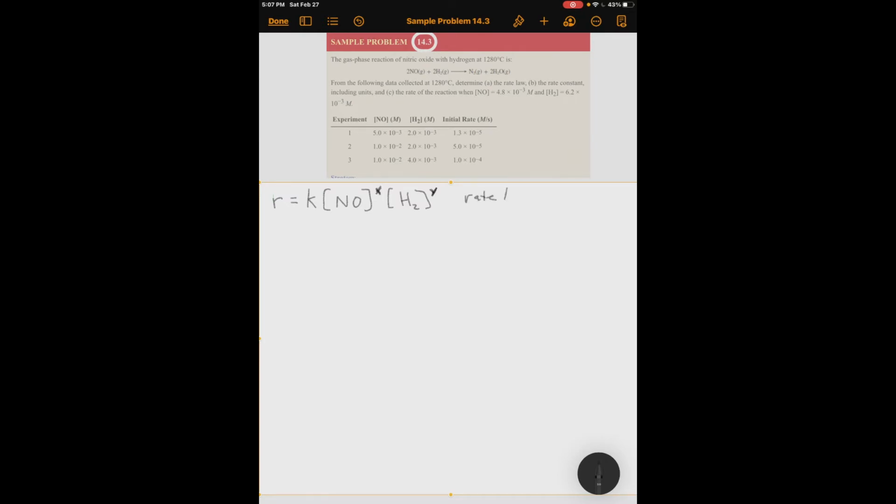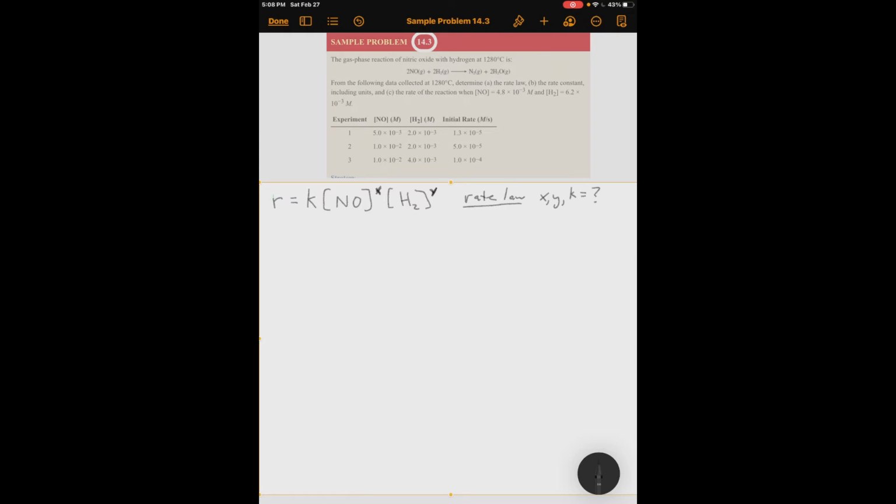Not the rate expression. Don't get confused with that term. That was used in section 1. It's called the rate law. X and Y are unknown. So what's X? What's Y? What's K? We don't know what they are. We're going to try to figure out what they are. That's the whole idea of this problem.